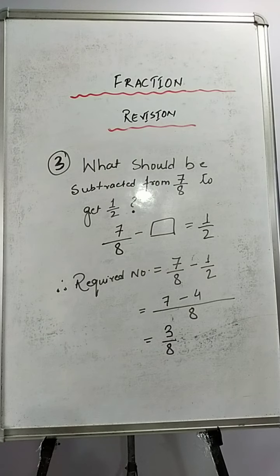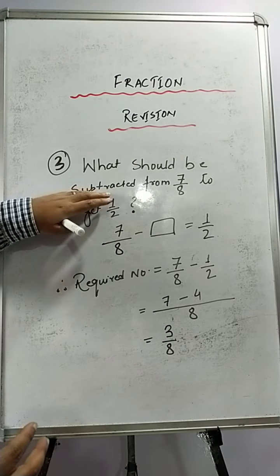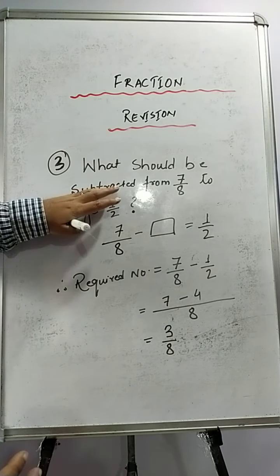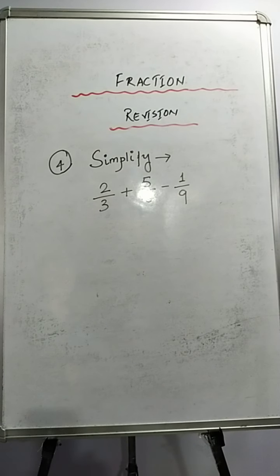Okay, so this type of sums, when it is written multiplication, what you have to do? When it is written addition, what you have to do? When it is written subtracted, what you have to do? So these things you have to be very, very careful. Okay, now let's move on to sum number 4. Sum number 4, we have simplify.